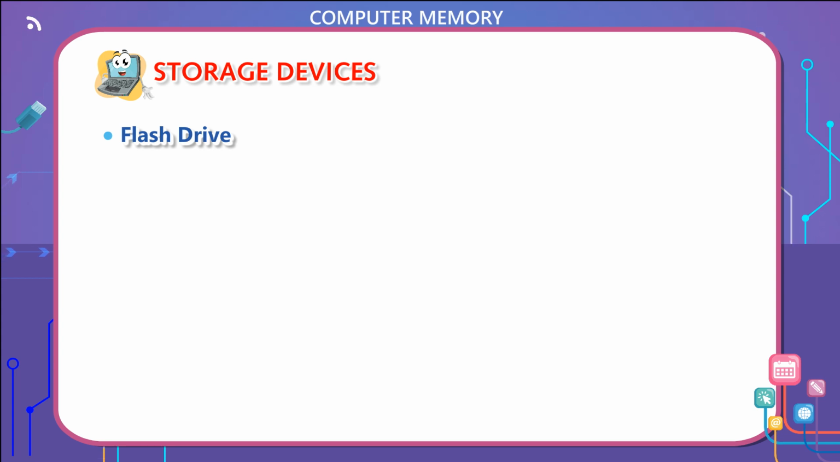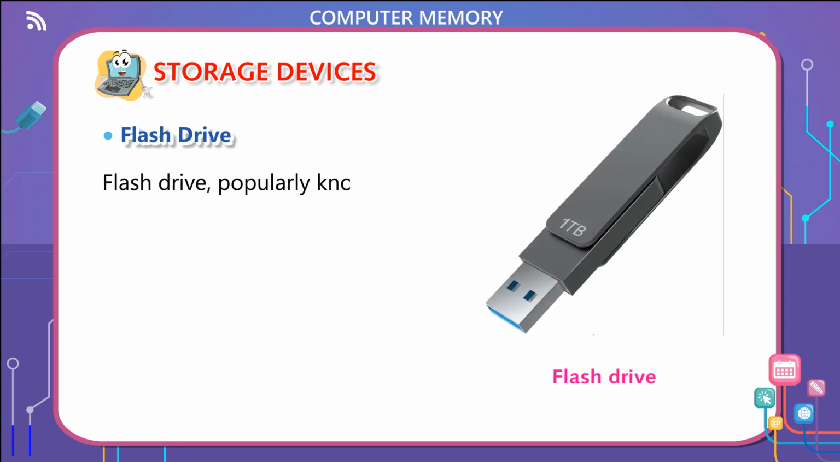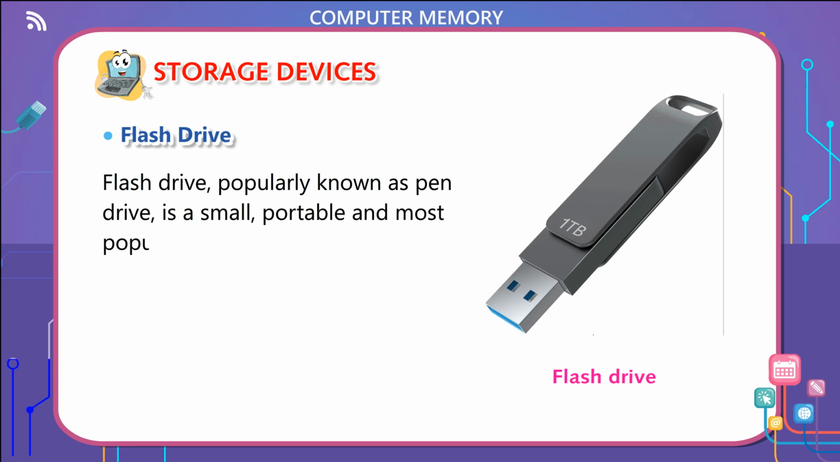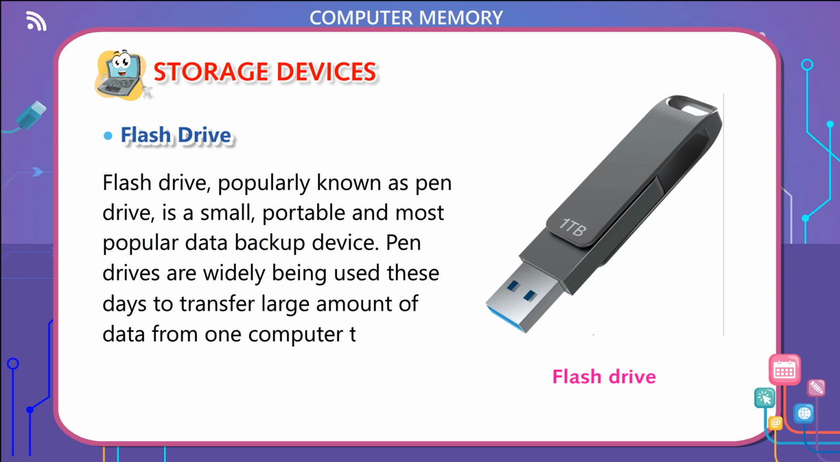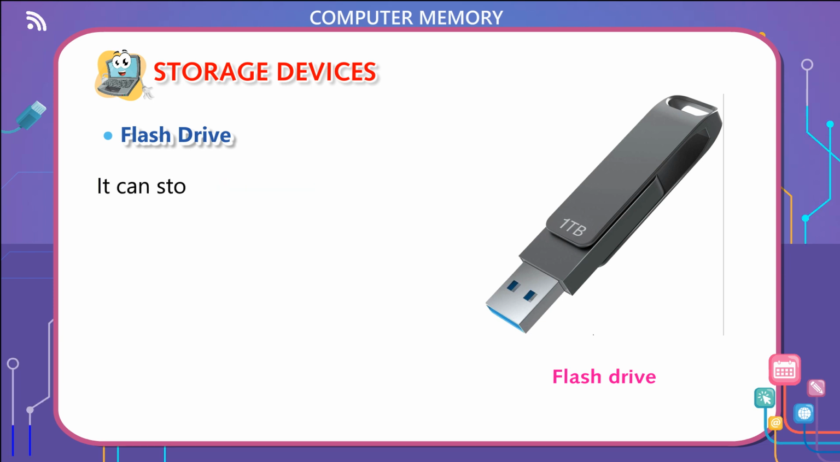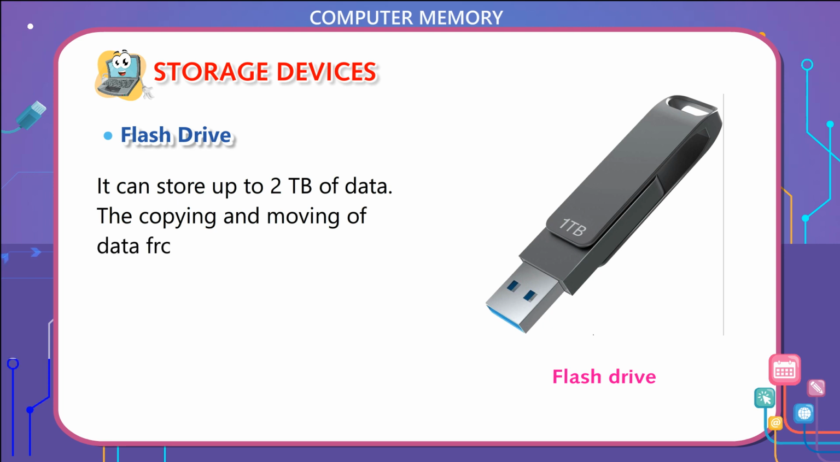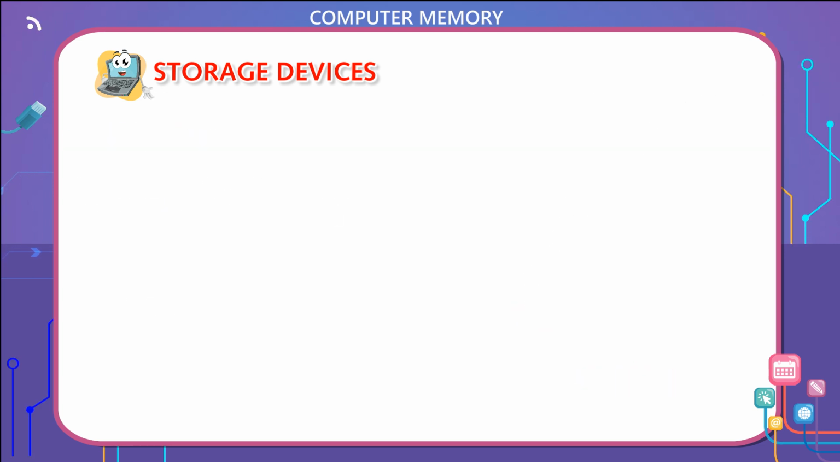Flash drive. Flash drive, popularly known as pen drive, is a small, portable and most popular data backup device. Pen drives are widely being used these days to transfer large amount of data from one computer to another. It can store up to 2 TB of data. The copying and moving of data from one device to another is easier using a pen drive.